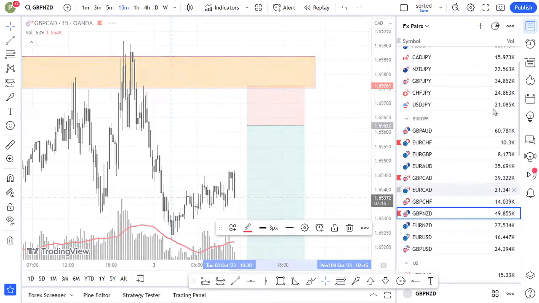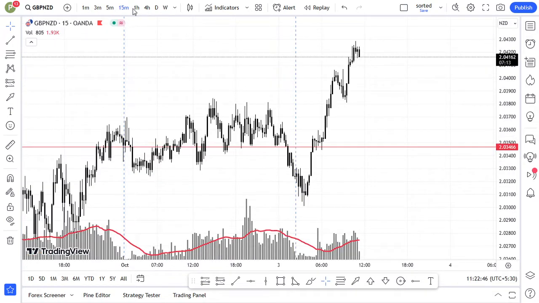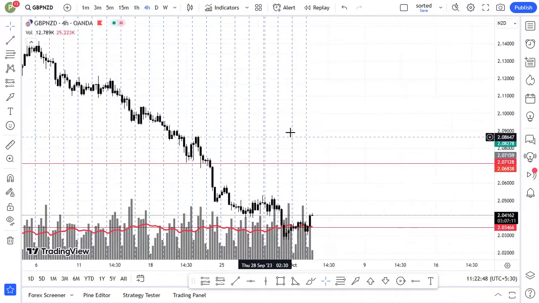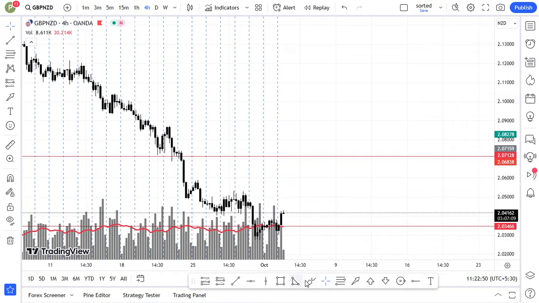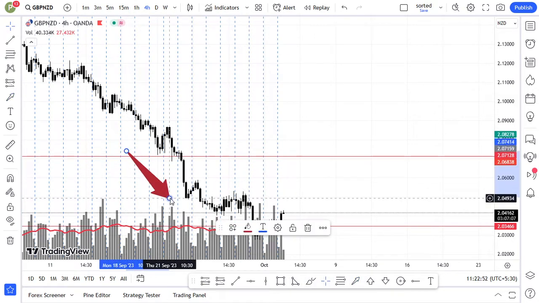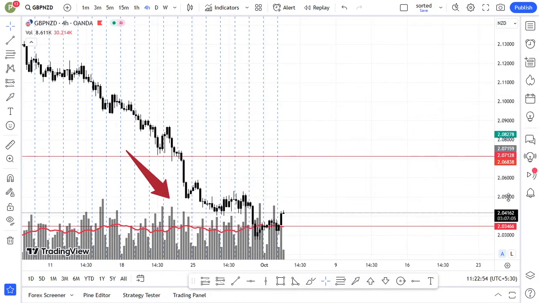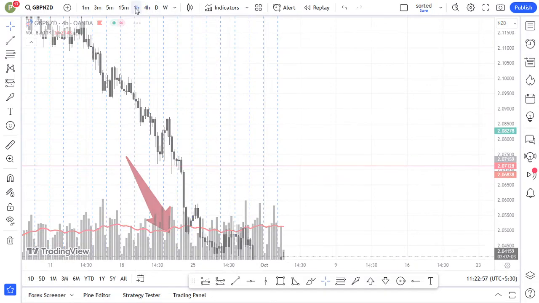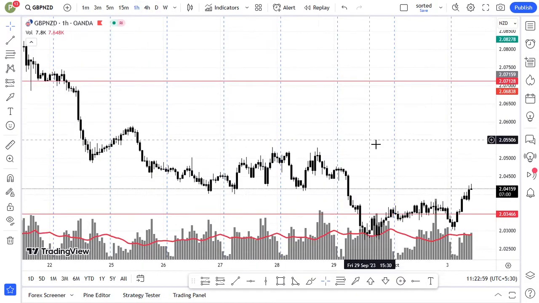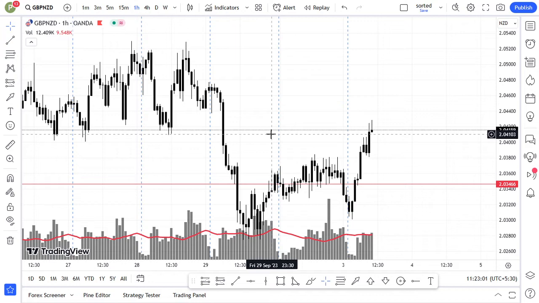And my next one is pound New Zealand. In pound New Zealand, this is a clear downtrend. And the next thing I'm looking at is the 1 hour. Here I'm doing dissection because the lower the time frame you go, you will get the minute detailed information.